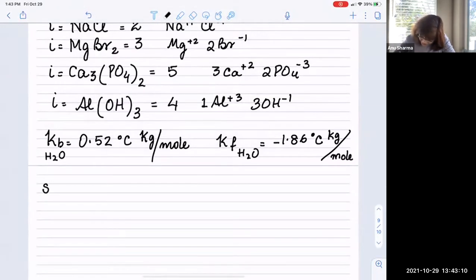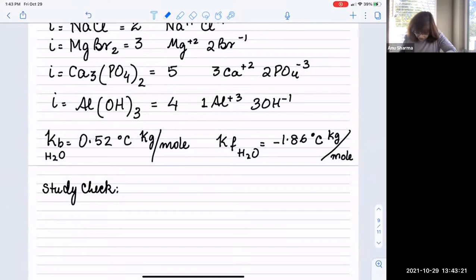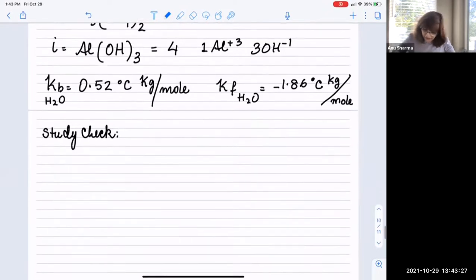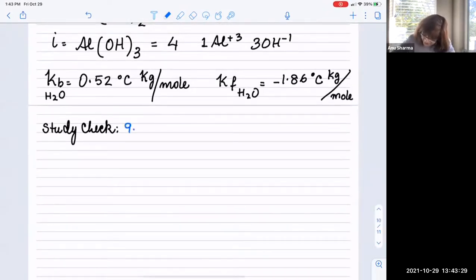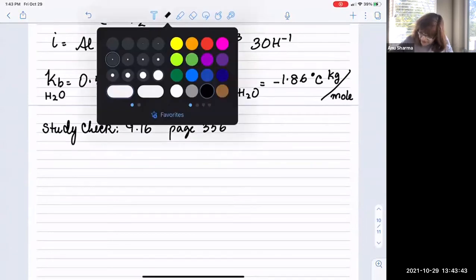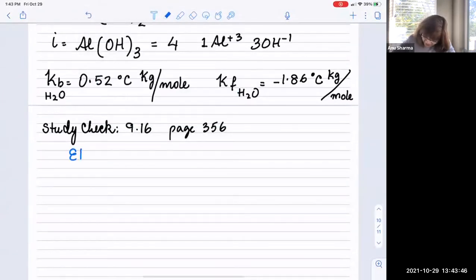This is a study check, and I'm going to do it because the way they have done it in the book is a little bit confusing. Let's just do the study check. Ethylene glycol, let's do this first. This is 9.16, page 356.